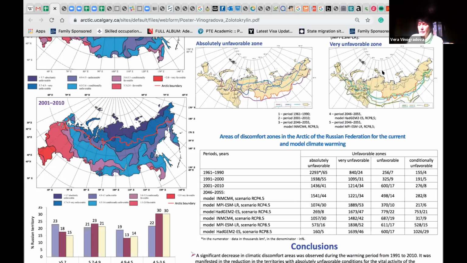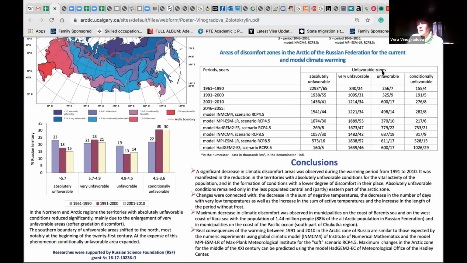of the Arctic zone. In conclusion, we can say a significant decrease in climatic discomfort areas was observed during the warming period from 1991 to 2010. It was manifested in the reduction of territories with absolutely unfavorable conditions for the vital activity of populations and in the formation of conditions with a lower degree of discomfort in their place. Absolutely unfavorable conditions remained only in the less populated central and partly eastern part of the Arctic zone.